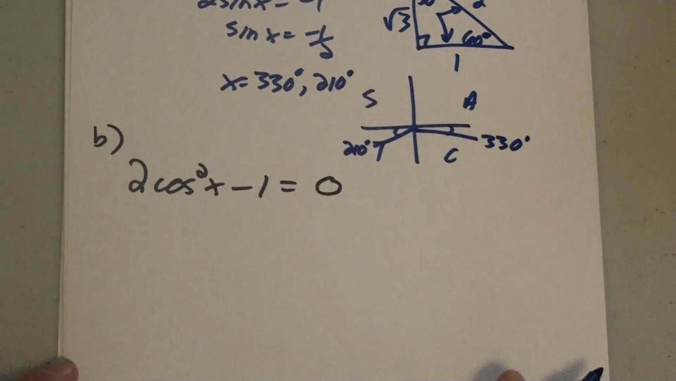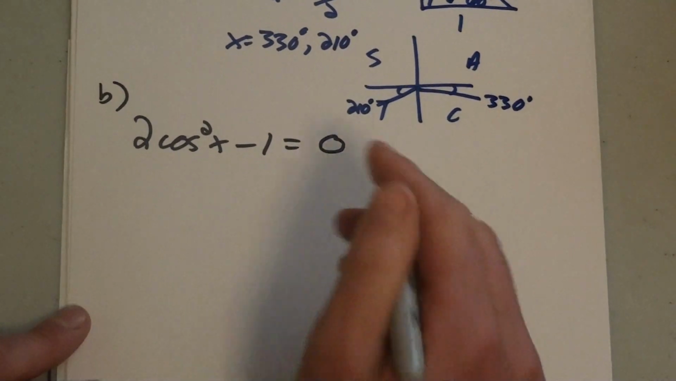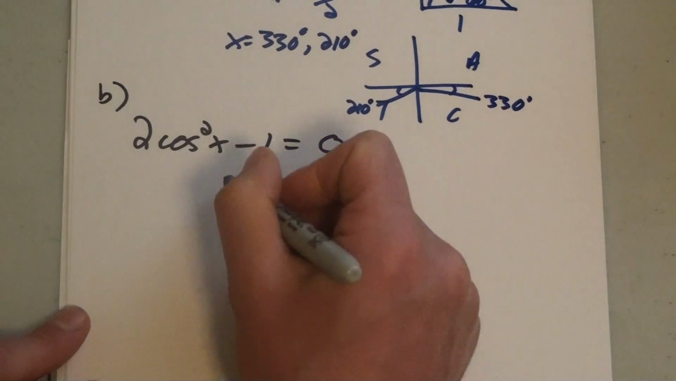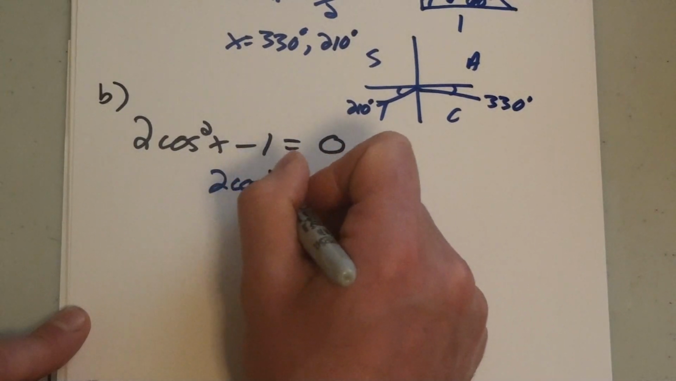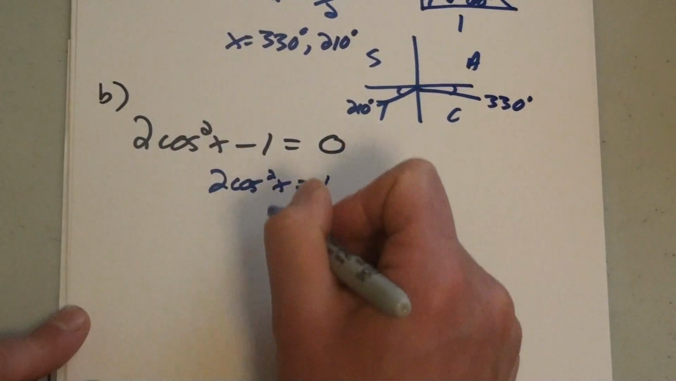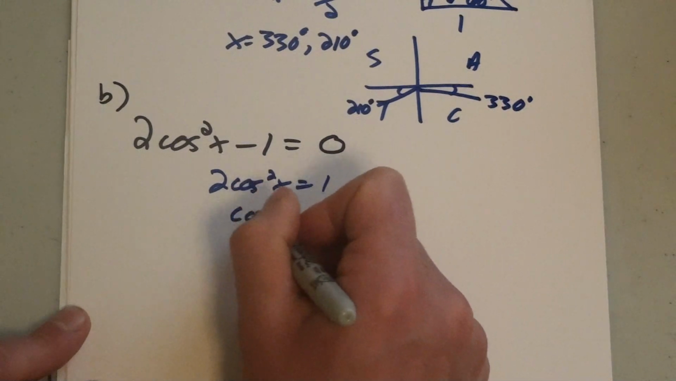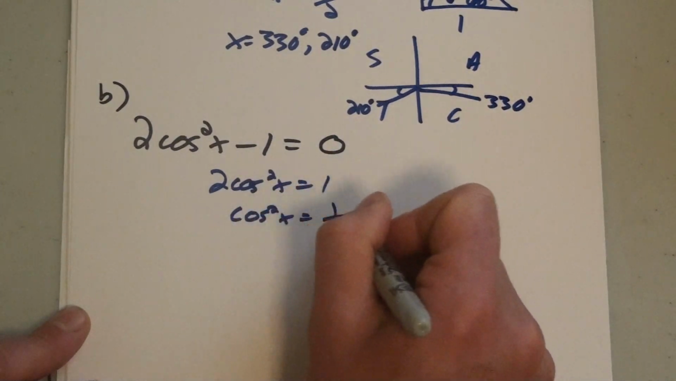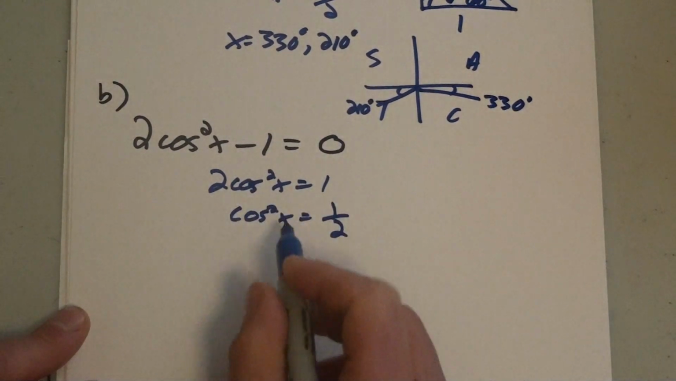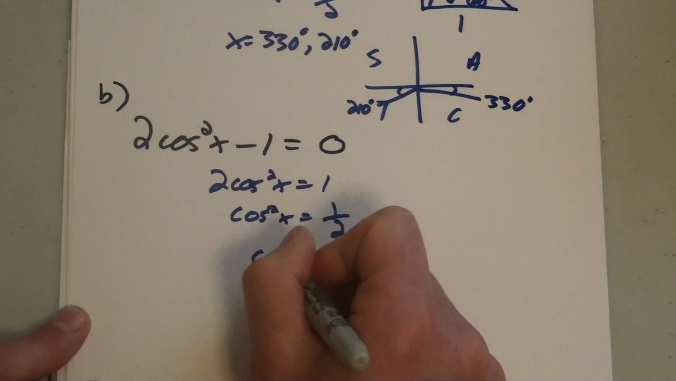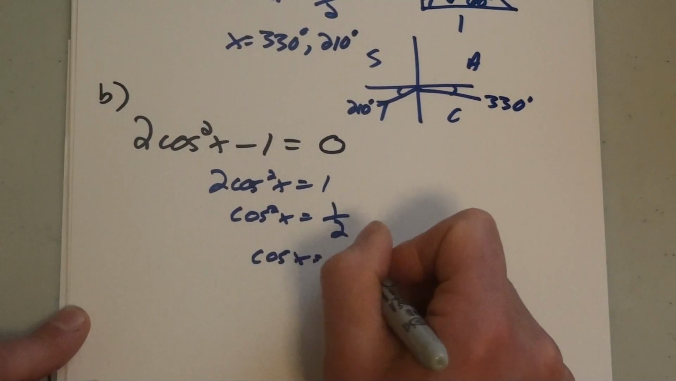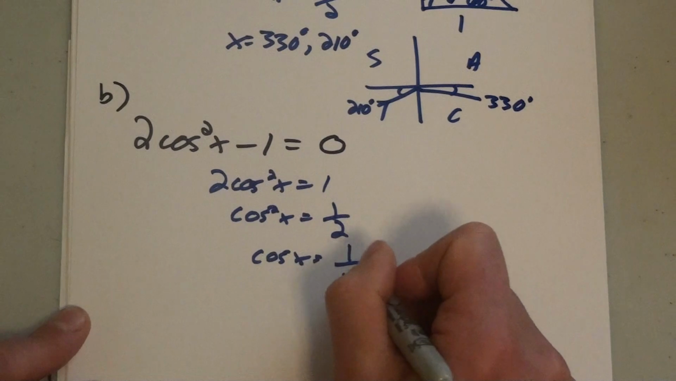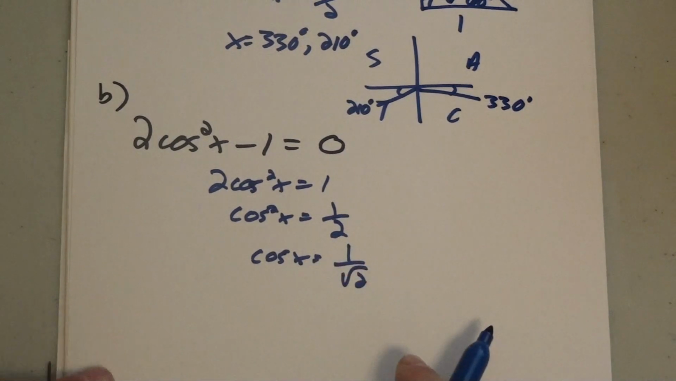Second example, I have 2 cos squared x minus 1. Take my minus 1 over the other side, and I'll have 2 cos squared x equals positive 1. Divide both sides by 2, and I'll have cos squared x equals 1/2. Square root to get rid of the squared, and so I'll have cos x equals square root of 1 is just 1, and I'll have the square root of 2 on the bottom.